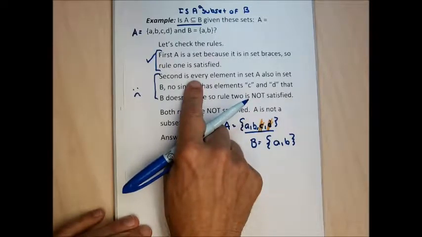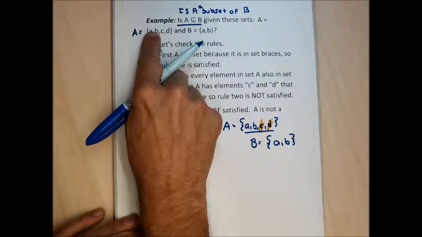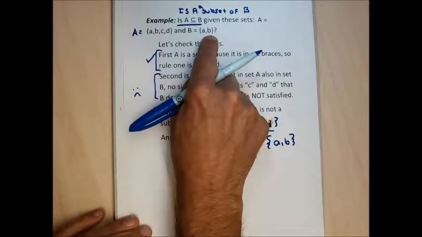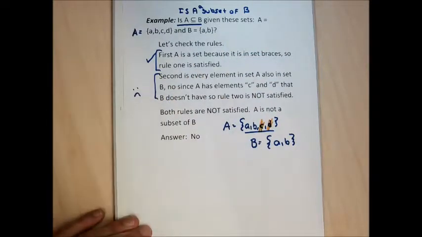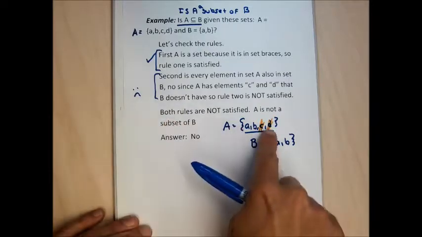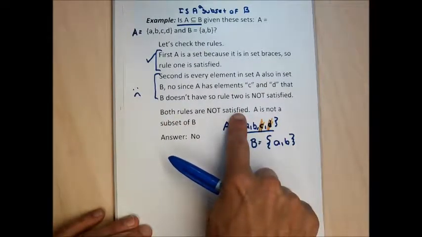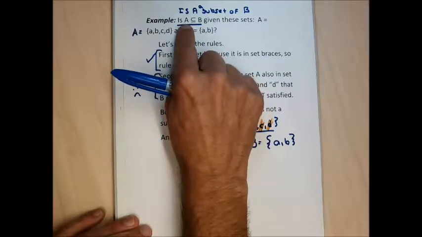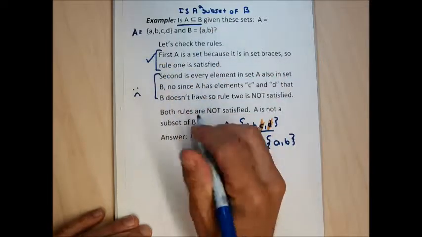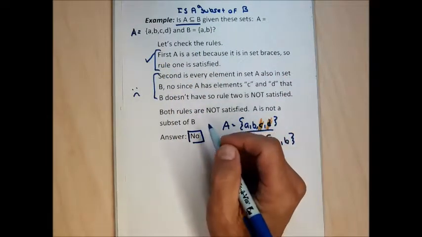that means the second criteria isn't satisfied, that every element inside set A, B, C, and D also needs to be an element inside set B. So if all four letters A, B, C, and D were in B, then A would be a subset of B. But since C and D are in A and they're not in B, the rule is not satisfied, and we can say A is not a subset of B. If I'm answering the question, is A a subset of B, I might just answer no. I'll just do yes if it is a subset, no if it isn't a subset.